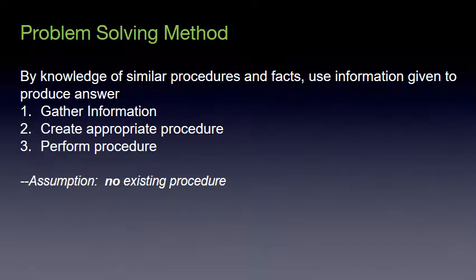Problem-solving method. By knowledge of similar procedures and facts, we're going to use information given to produce an answer. So step number 1, we're going to gather our information. Step number 2, we're going to create an appropriate procedure. And number 3, we're going to perform that procedure. Now the assumption here is that there is no existing procedure for us to use, so we must create one.